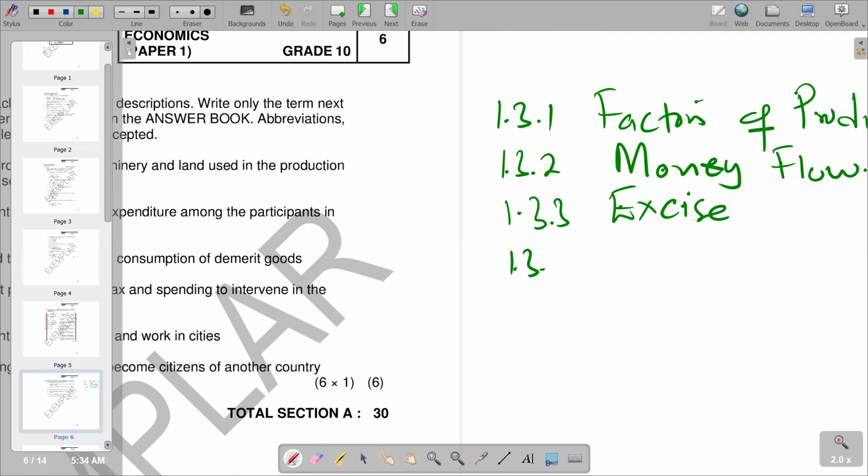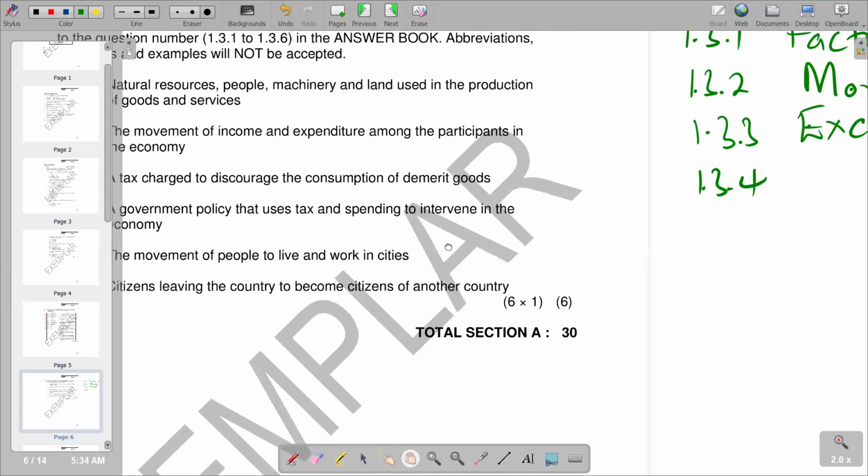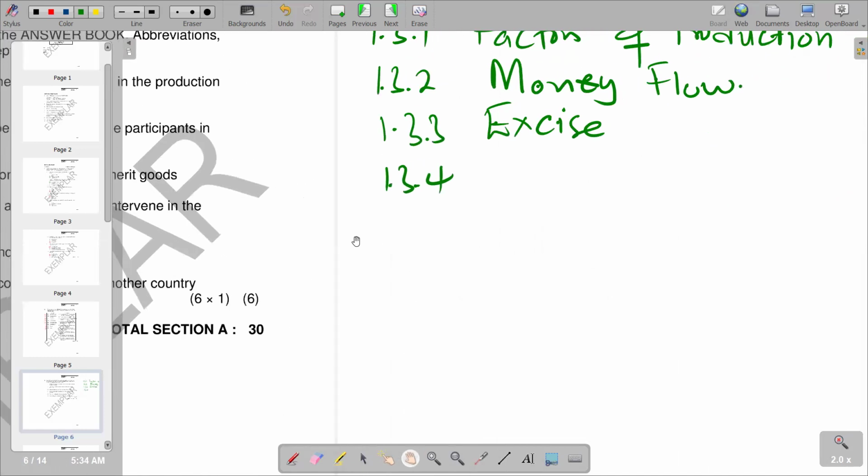Then we go to 1.3.4. 1.3.4 is the government policy that uses tax and spending to intervene in the economy. So you know that a government policy, obviously set by the government, we are talking about the fiscal policy, and it uses two main instruments, that is taxation and government expenditure. So that's basically what our explanation is trying to highlight there. So 1.3.4, we are talking about the fiscal policy.